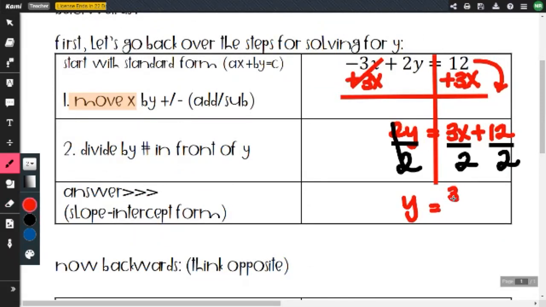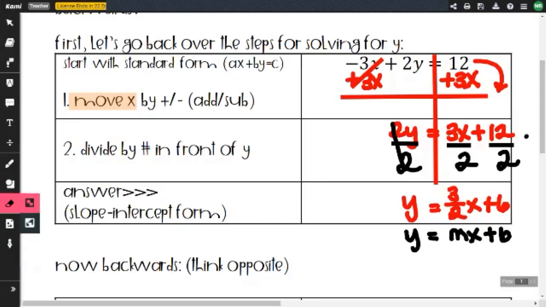3 divided by 2, they're both positive, not going to change. Don't forget to reattach that x, and then 12 divided by 2 is 6, so plus positive 6. And now you have your answer, and it is in slope-intercept form. Slope-intercept form is y is equal to mx plus b.